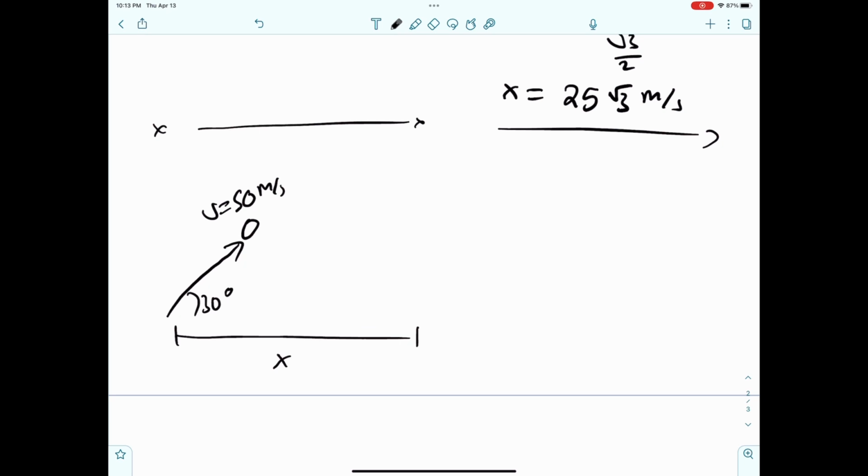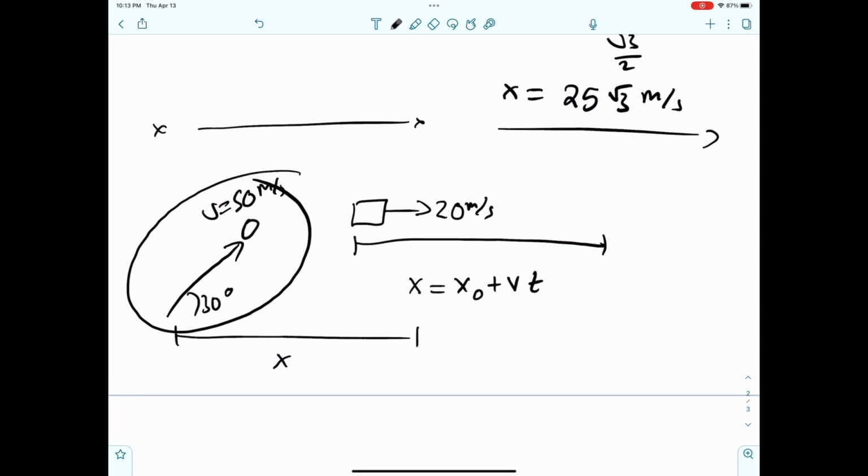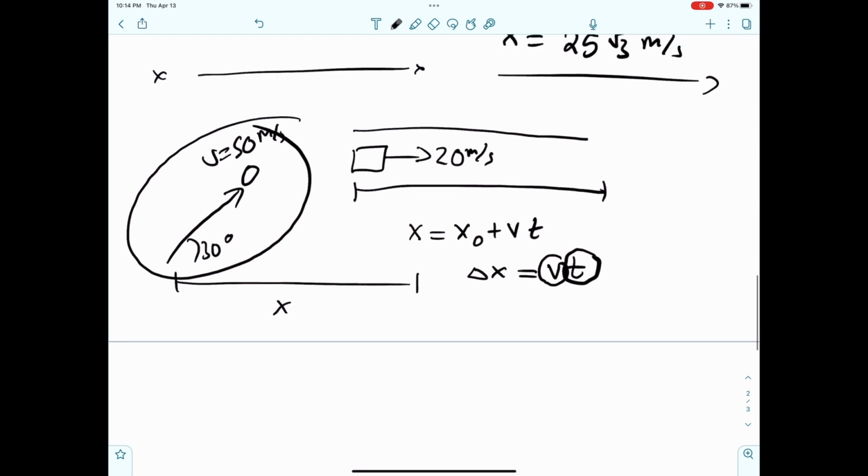Let's just forget about this, and say we have a one-dimensional problem with an object moving in a direction at a certain velocity. If I ask you for the distance it travels, we know that x final is equal to x initial plus velocity times time. And if we subtract x initial to get the change in position, we get delta x is equal to velocity times time. So not only do we need the velocity in the x direction, because this object is moving in the x direction, we also need the time that it travels at that velocity.